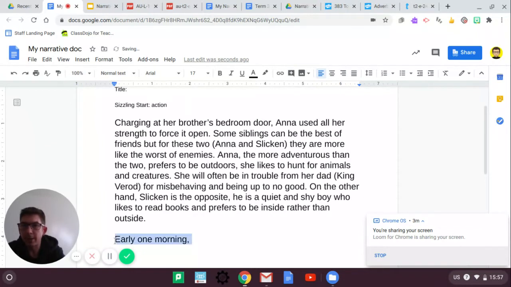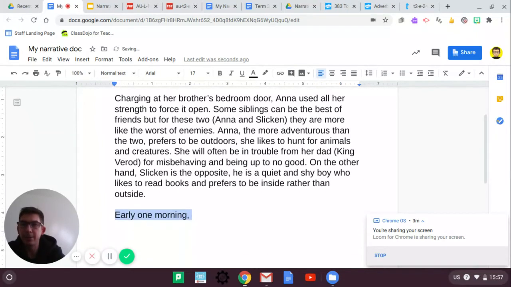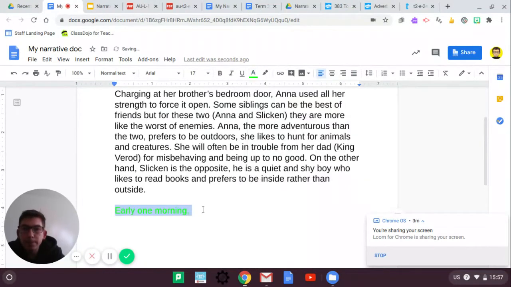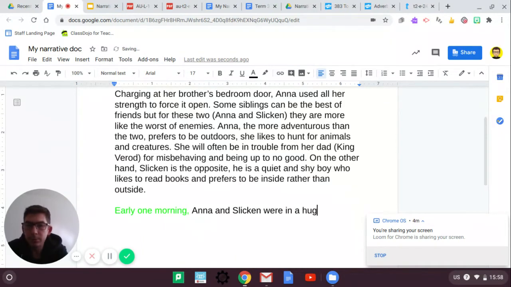So I'm using some linking words here. All right. So I'll highlight these. Let's go green. Okay. Early one morning, and then I want to go back to normal. Early one morning, Anna and Slicken were in a huge disagreement over which game was better.